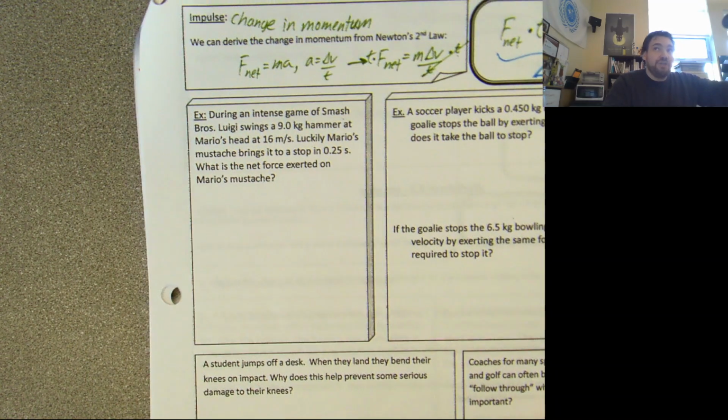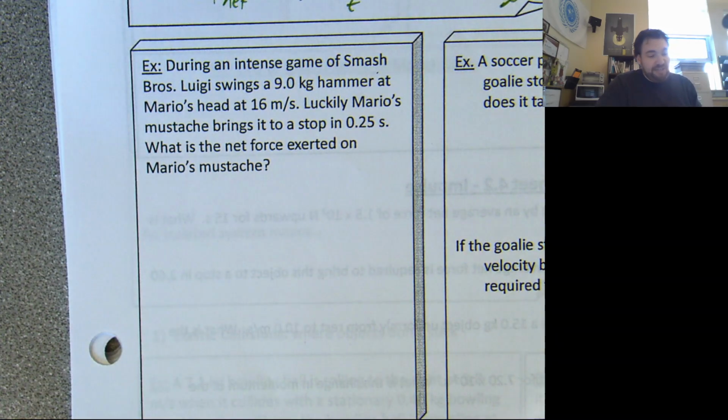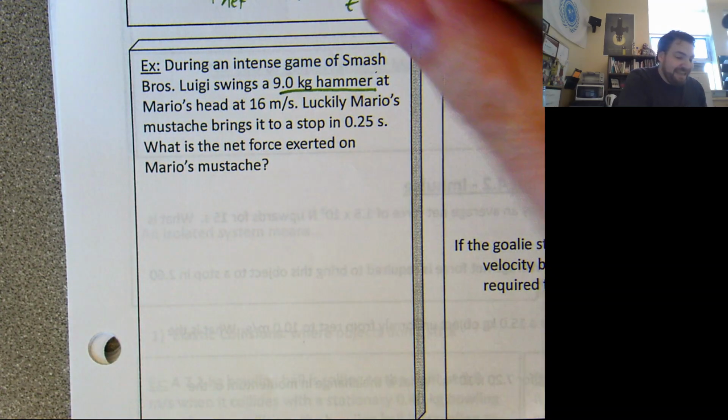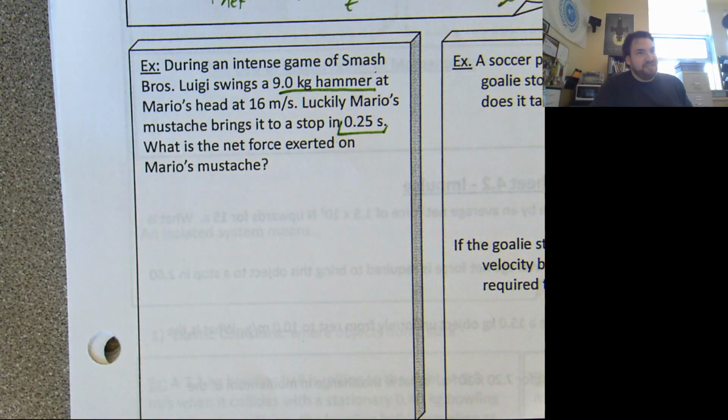Here we go. So, during a particularly intense game of Smash Brothers, Luigi, now for those of you who have never played Smash Brothers, the hammer in Smash Bros is a particularly devastating piece of equipment that you can pick up during the game. Assuming the mass of the hammer is 9 kilograms, Luigi swings it at Mario's head at 16 meters per second. Luckily, somehow Mario's mustache brings it to a stop in a quarter of a second.